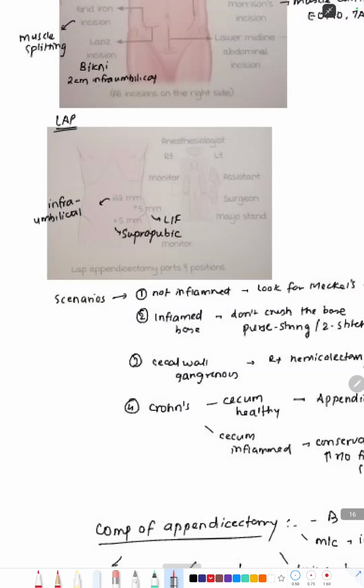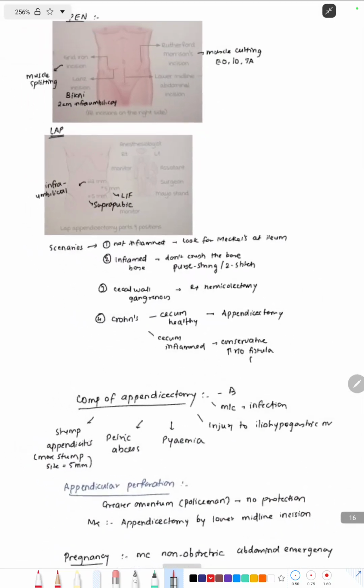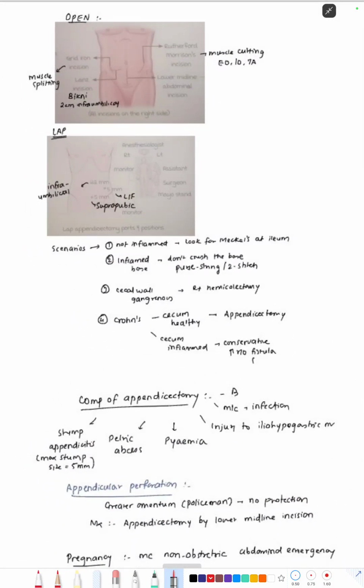In laparoscopic appendicectomy, there are 3 ports that are made. One is the infraumbilical port, one is the suprapubic, and another is in the left iliac fossa. Now, while performing appendicectomy, there can be different scenarios. The first scenario is the appendix is not inflamed. In that case, look for Meckel's diverticulum. If it is present, then remove it, or if it is not present, then go for appendicectomy.